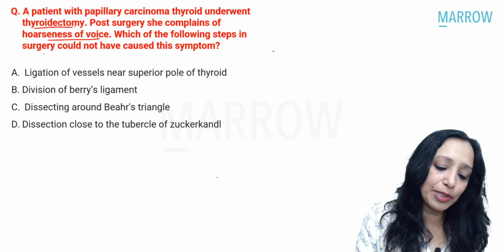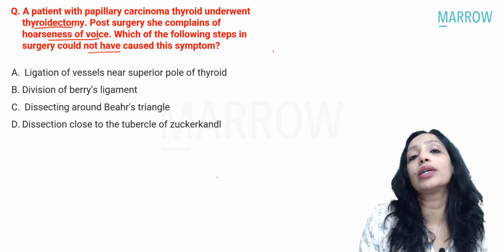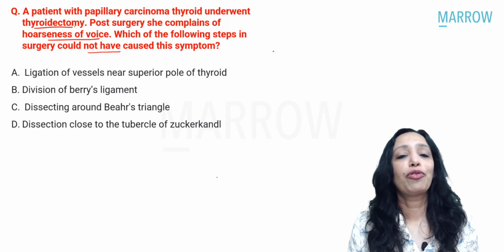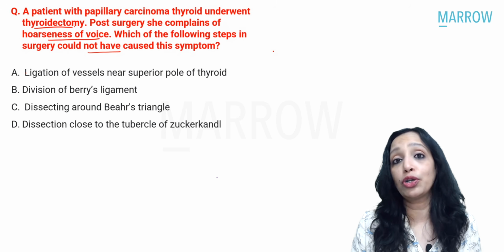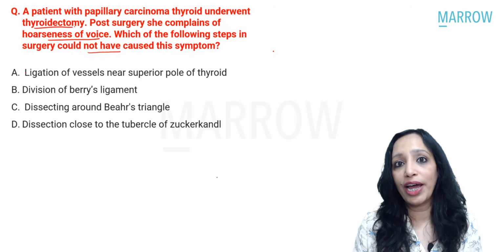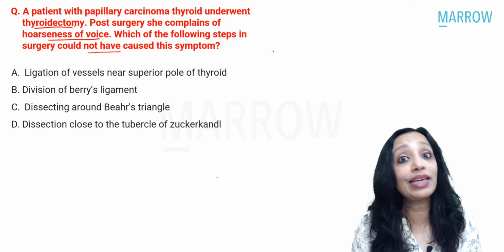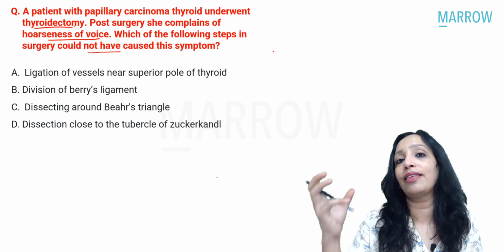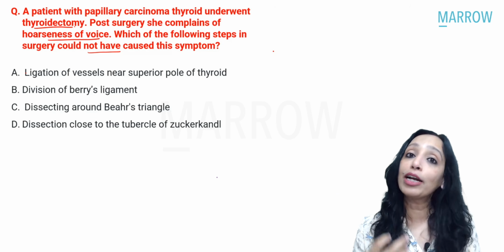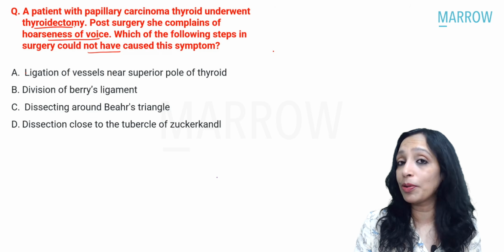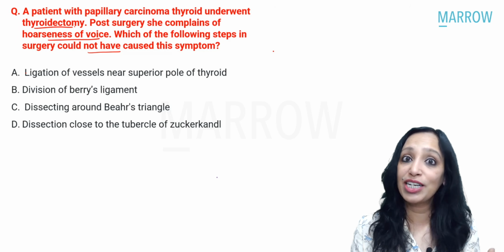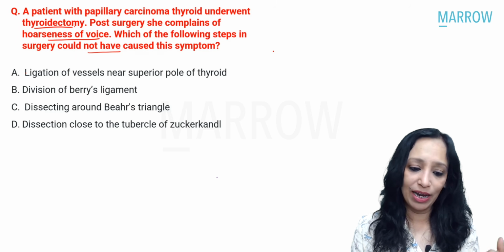Which of the following steps in surgery could not have caused this symptom? These types of questions are an absolute favorite of INI-CET exams. Repeatedly for the past 4 to 5 years, they have been asking these questions. Sometimes they say that a surgery has been done in the lateral base of skull or the carotid triangle or the thyroid, following which the patient has developed some change of voice. Which nerve is injured is what you are expected to tell always.